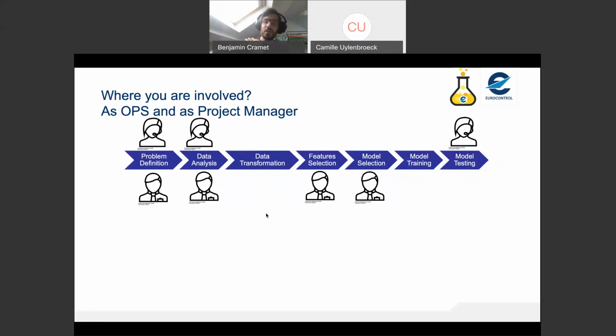Model selection: also, you will have to challenge them on why they chose this algorithm. Why not this one, etc., so that you are sure that the data scientists provide you with the best algorithm. And of course, at testing, you will also have to test before it is transmitted to the ops people, so that you catch the biggest mistakes. Voilà.